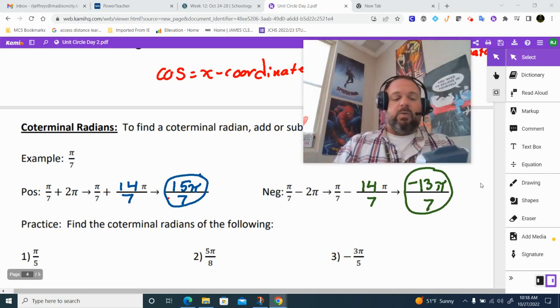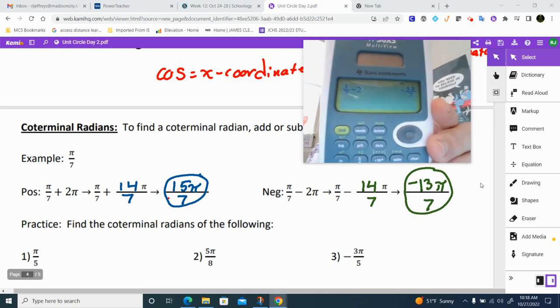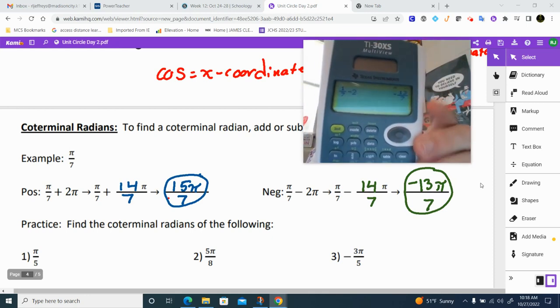Now, what if I did it the other way? Minus 2. Negative 13 pi. Look at that.